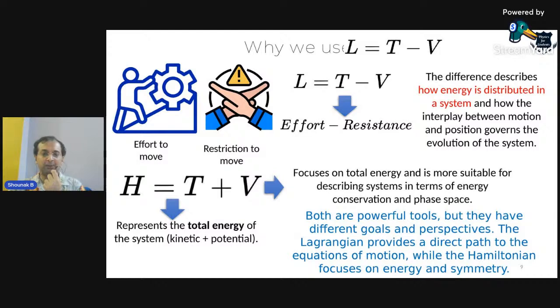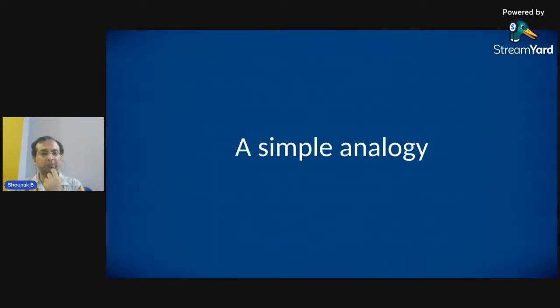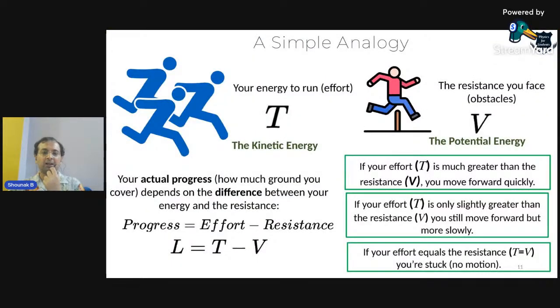In contrast to that, the Hamiltonian actually shows the addition of two energies, T plus V. So I hope this part is clear so far, and from here you can understand why there is a minus sign. I will show you a further analogy which is going to make the concept of the Lagrangian more clear. So the minus sign is there because the motion is determined by how much energy you have left. Adding your energy and resistance doesn't tell you how far you will go. Subtracting resistance from your energy tells you what is available for progress, which is the key for determining the motion.